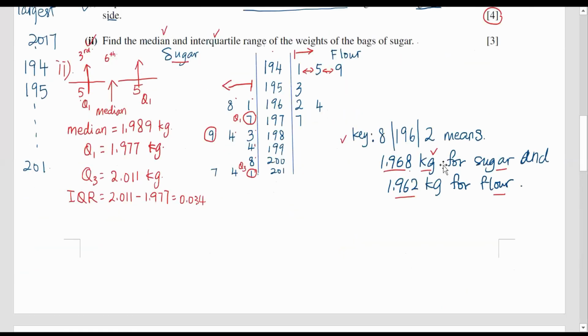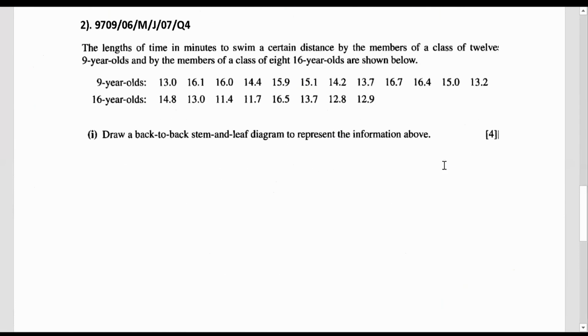So now look at the next questions. This is a question asking you to construct a back-to-back stem and leaf diagram. So please try out these questions.